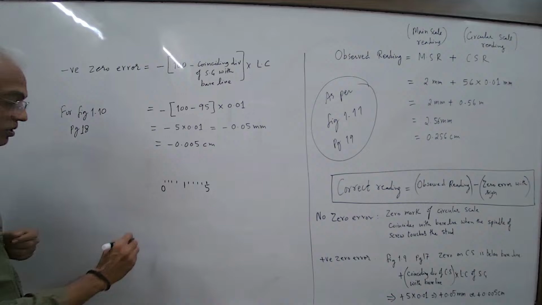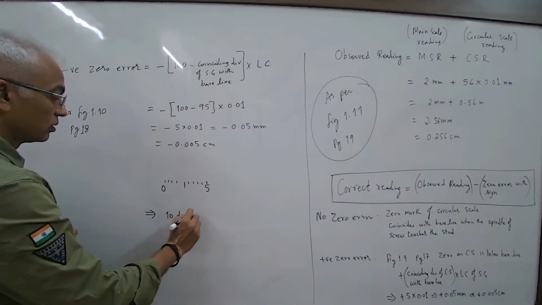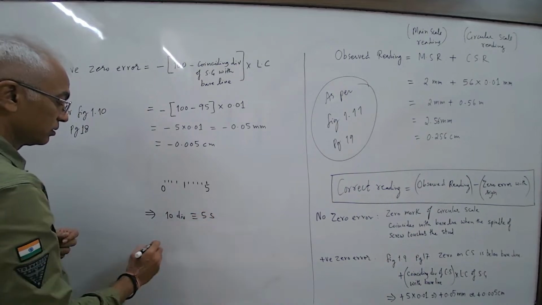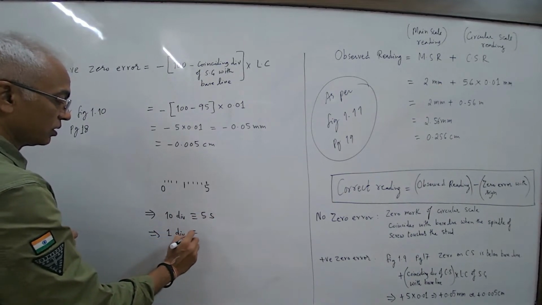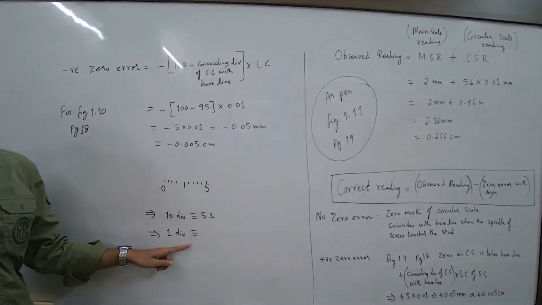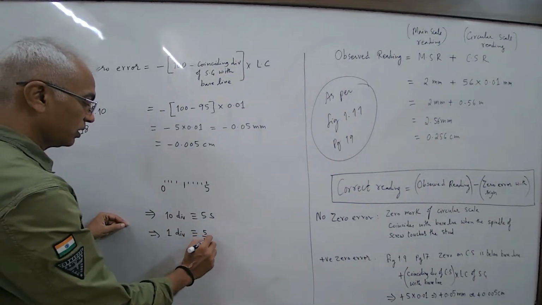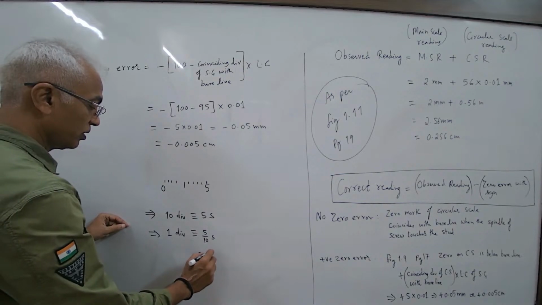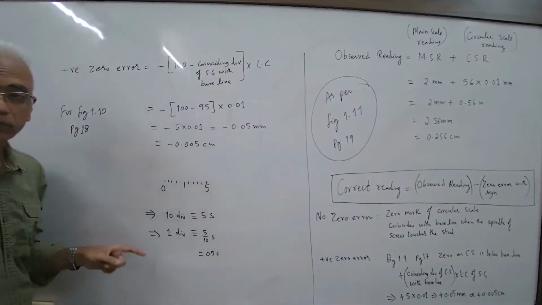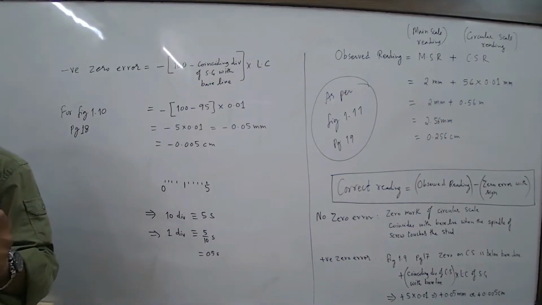This means how will you find out? 10 divisions correspond to 5 seconds. Therefore, 1 division will correspond to how much? You know this sign, right? This is called corresponds to, not equal to. So 1 division corresponds to 5 by 10 seconds, which is equal to 0.5 seconds. So least count is always what the one division of the clock will tell you.